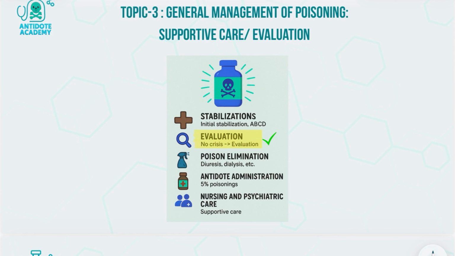Last time we learned about stabilization in poisoning cases, how to keep a patient safe in those first critical moments. Today we are moving forward and will talk about the general management of poisoning, that is supportive care, evaluation and monitoring parameters. These are the steps that keep patients alive and stable even before we know what exactly the poison was and which poison was taken.